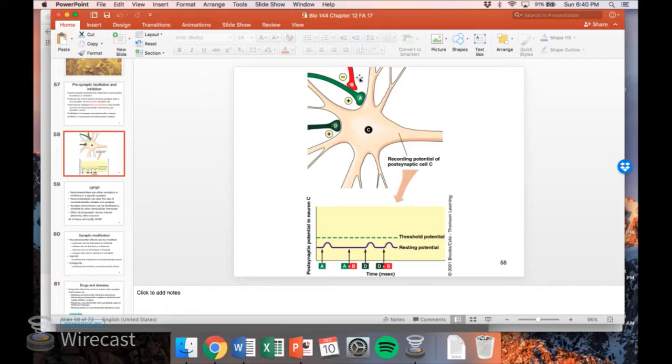And then if B is active, what B is going to do is inhibit this neuron here. So this is going to be a presynaptic inhibition, where it's going to decrease the amount of neurotransmitter released by this neuron, which results in no change in resting potential. So this one is actually going to be inhibiting this neuron right here.